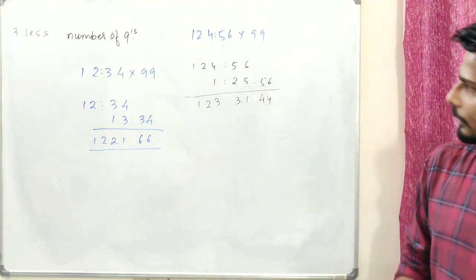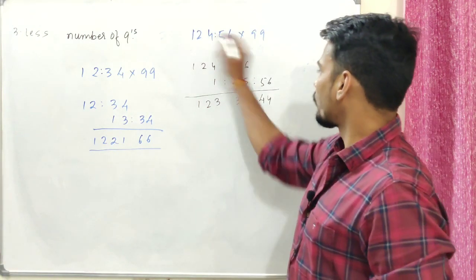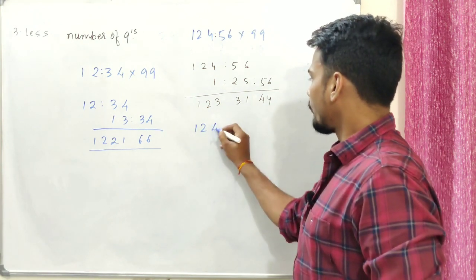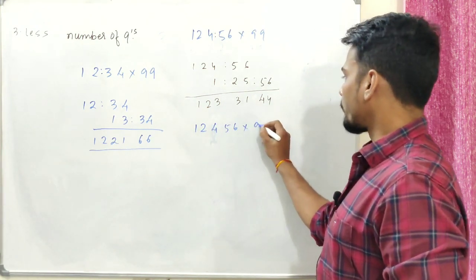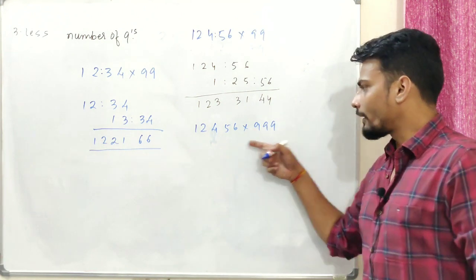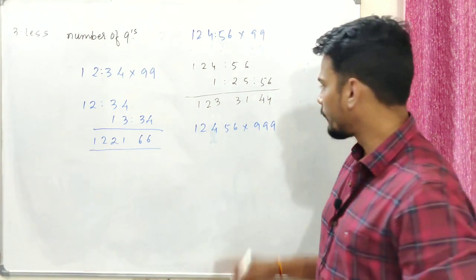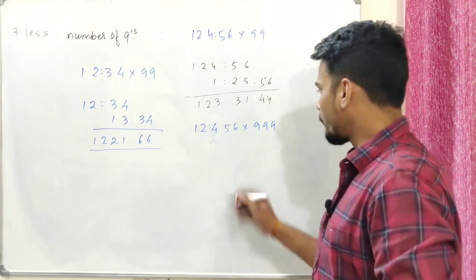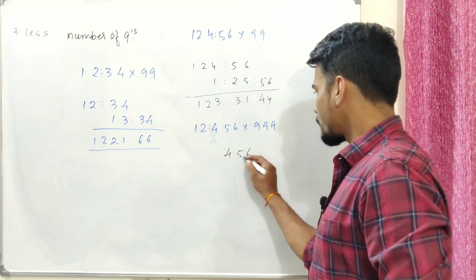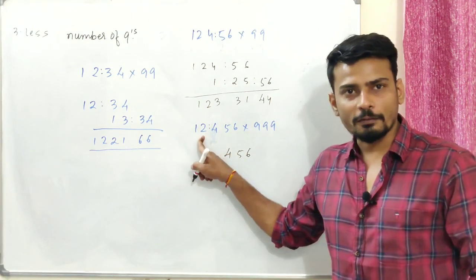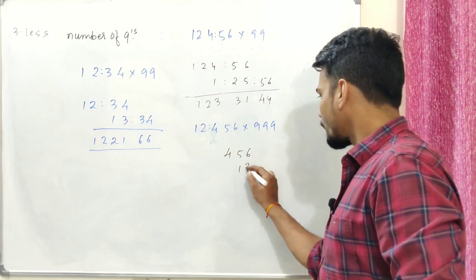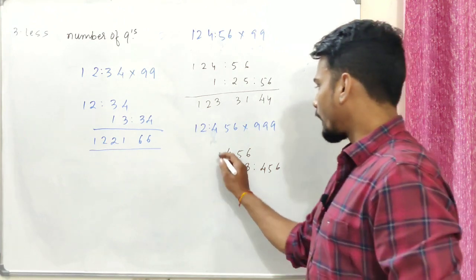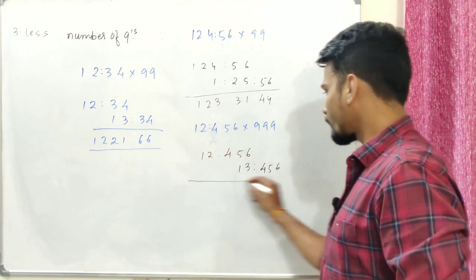We can do one more thing. We can go with a bigger number with three 9s. I'm going to keep the same number, 12456 times 999. Still the number of 9s is less compared to the number of digits that we have over here, so I'm going to put a semicolon over here. Simple one. Now I'll be writing 456. I'll be adding 1 to 12, that's going to be 13, and then we'll have 456 over here, and here we're going to have 12 as it is.